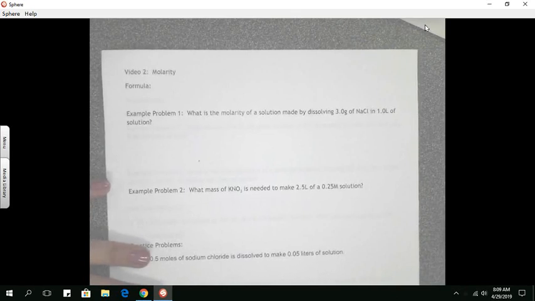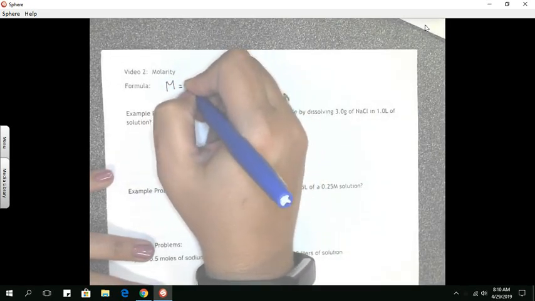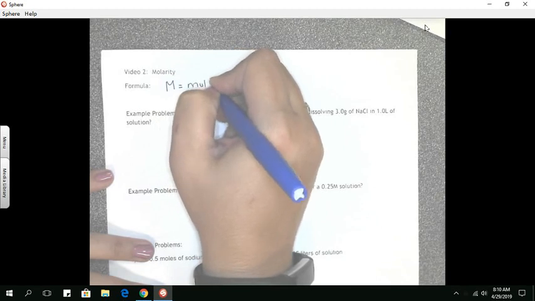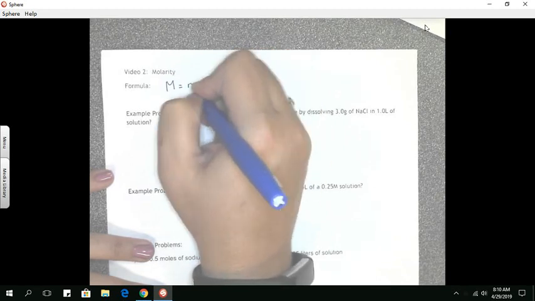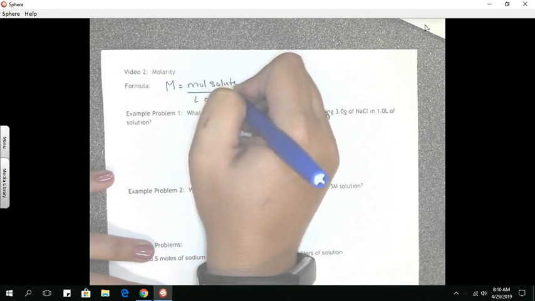So the formula for molarity, which can be found in your reference packet, is we use this capital M for molarity, and it is the number of moles of solute divided by liters of solution.